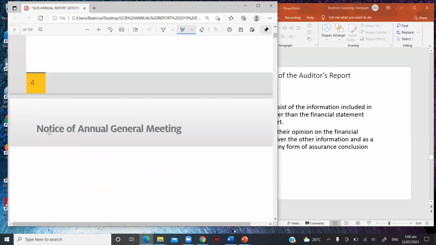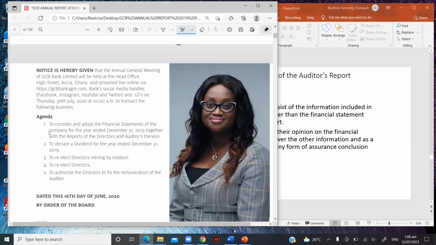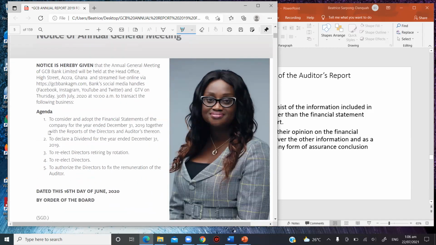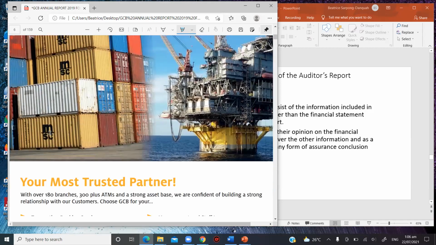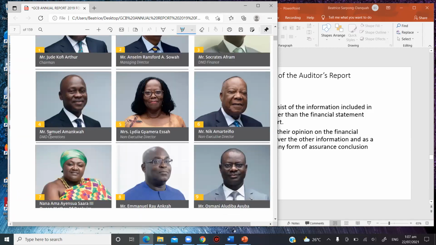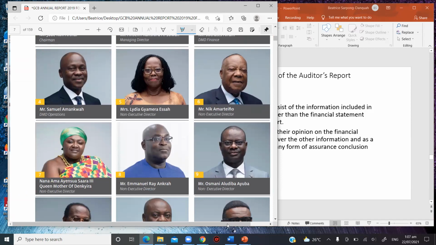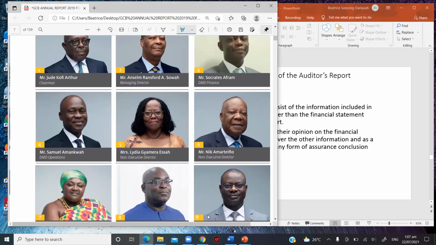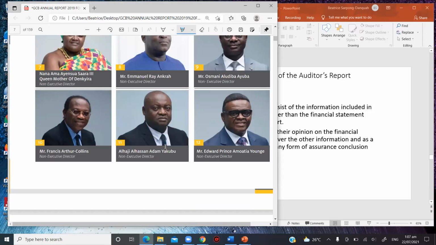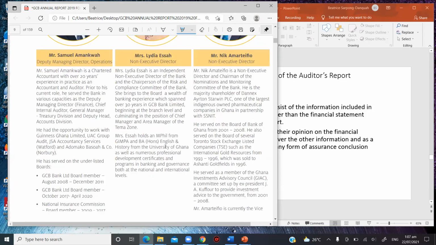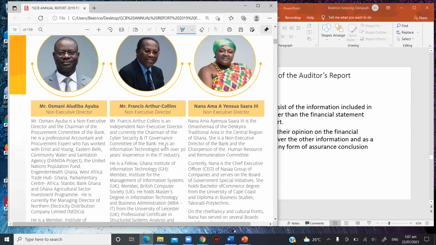So let's just go through and see the kind of information in the notice of the annual general meeting. The secretary of the organization will be there. The secretaries of organizations are usually lawyers. And then look at the board of directors, I think. So the information on the board of directors is here. And then other information is a whole lot. The directors and their profile.